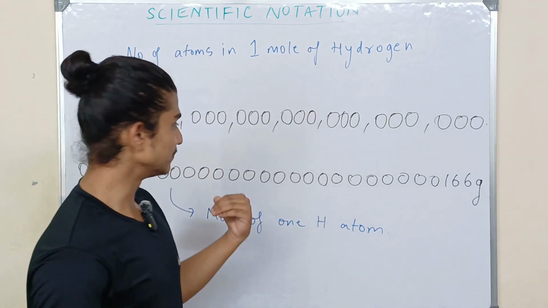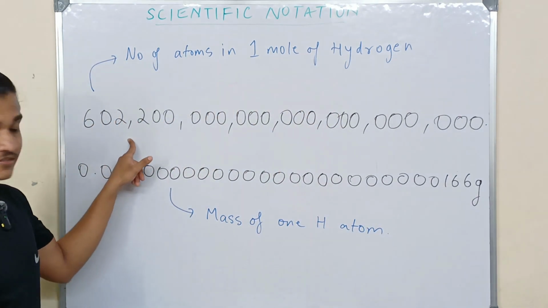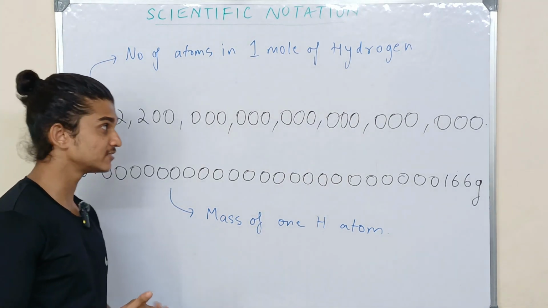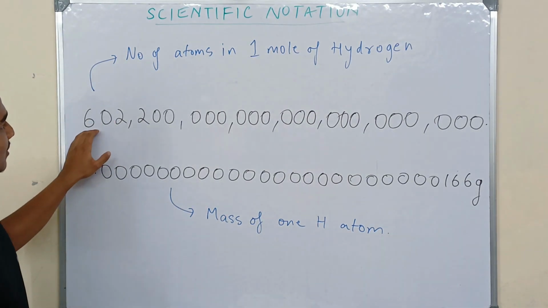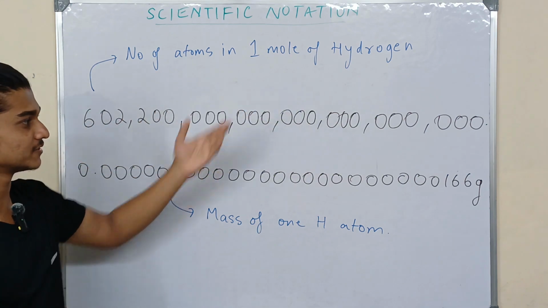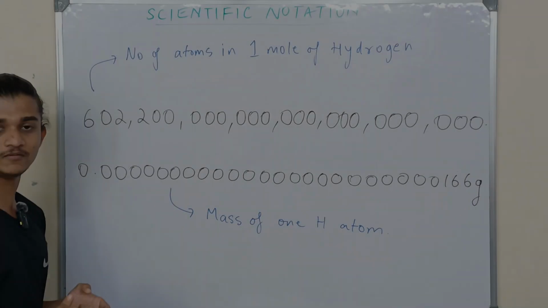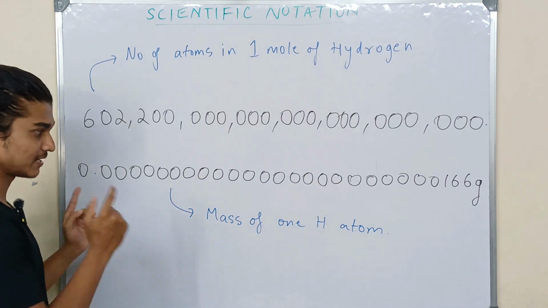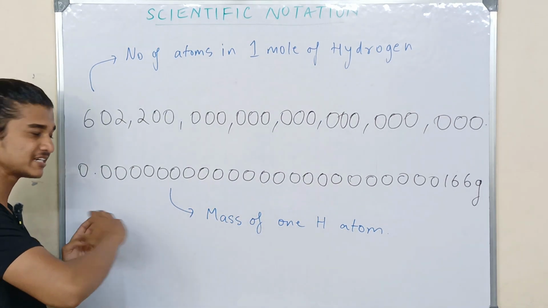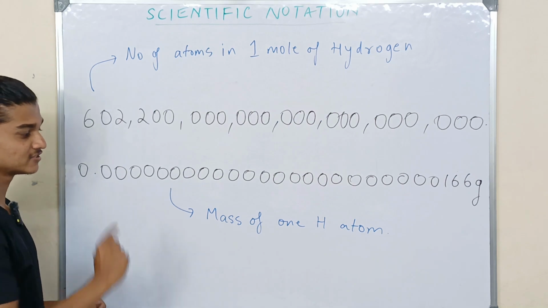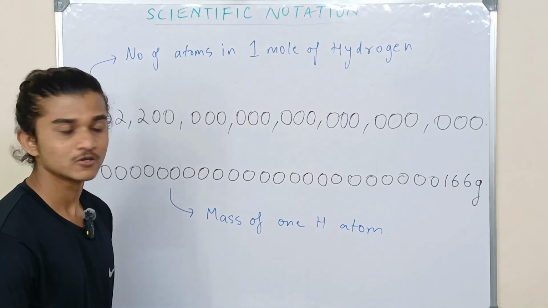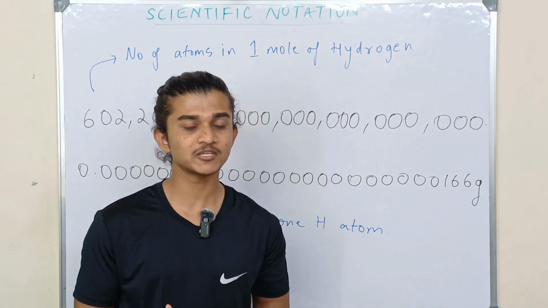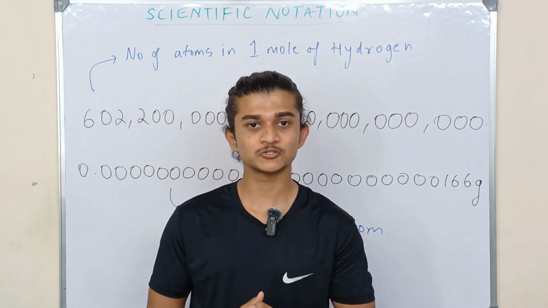So behind me are two important numbers. First number is extremely big, whereas the second number is extremely small. So let us see what these two numbers are. First number is the number of atoms in 1 mole of hydrogen, as it is written there. As you can see, it's a very large number of atoms in a 1 mole hydrogen sample. Whereas the second one is an extremely small number, and this number is the mass of one hydrogen atom. So as you can see, these numbers are extremely big, and to replicate them every single time on paper would be very difficult for us.